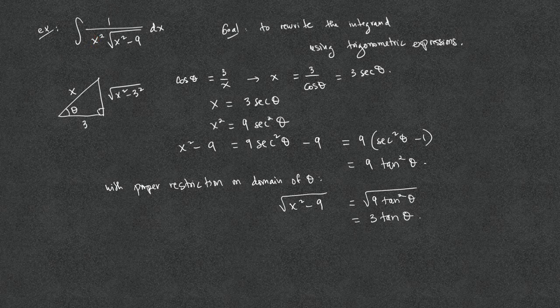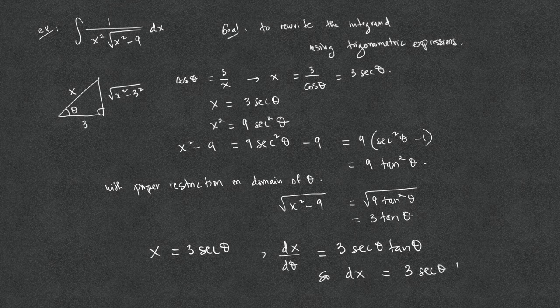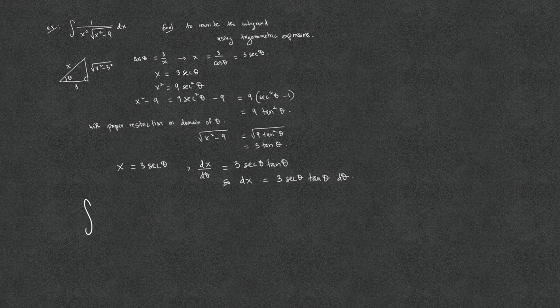We have a substitution for x squared, which is 9 secant squared theta. We have the substitution for the square root of x squared minus 9, which is 3 tangent theta. We still need dx. But x is 3 secant theta, then dx d theta is 3. The derivative of secant theta is secant theta tangent theta. The differential for dx is 3 secant theta tangent theta d theta. We now have a trigonometric expression for all of the factors in the integrand.